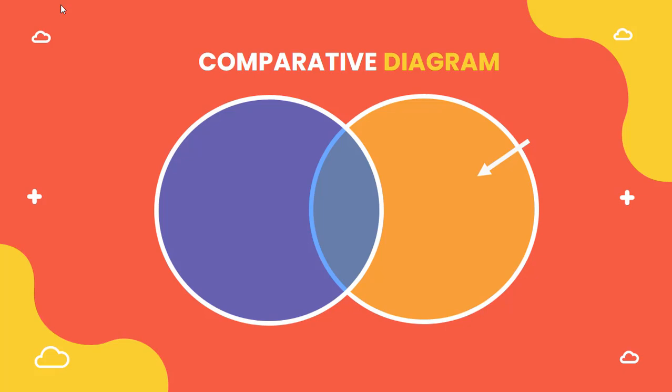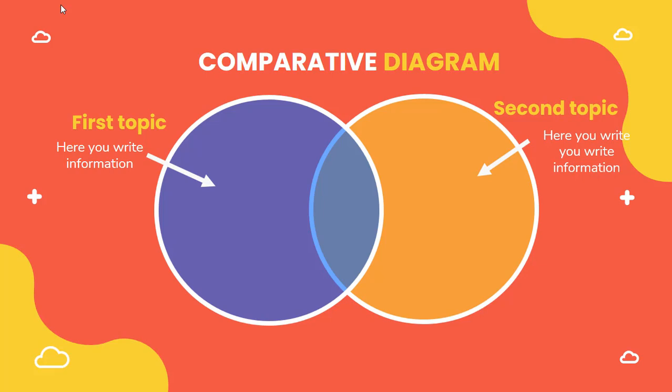So, a comparative diagram, okay, is formed by two circles, okay? In the first circle, you write the first topic and you write the information about the topic. For example, si quieres escribir about dogs, here goes the information about the dogs, okay? And in the second topic, if you want to talk about cats, here goes the information about cats, okay?